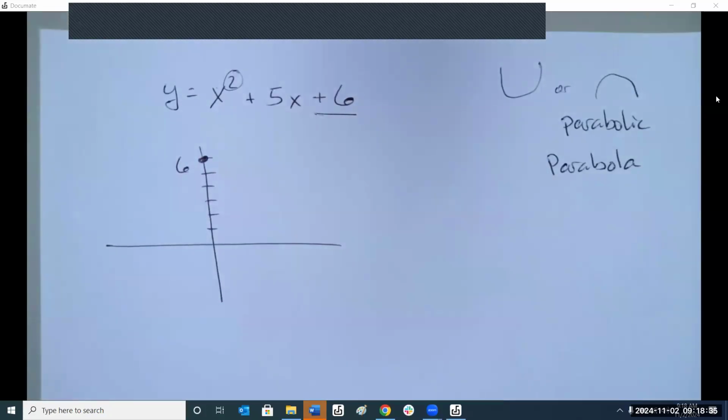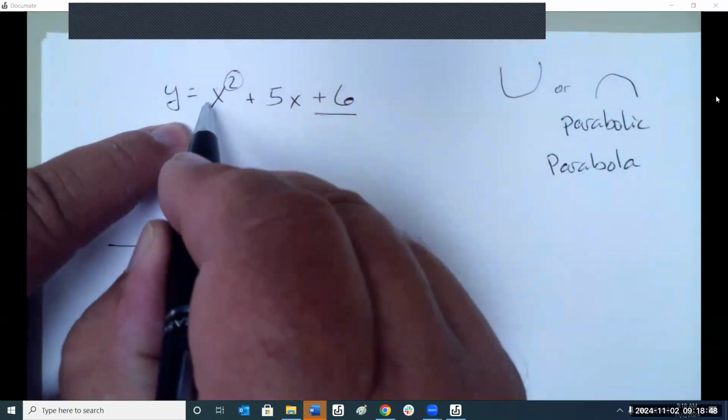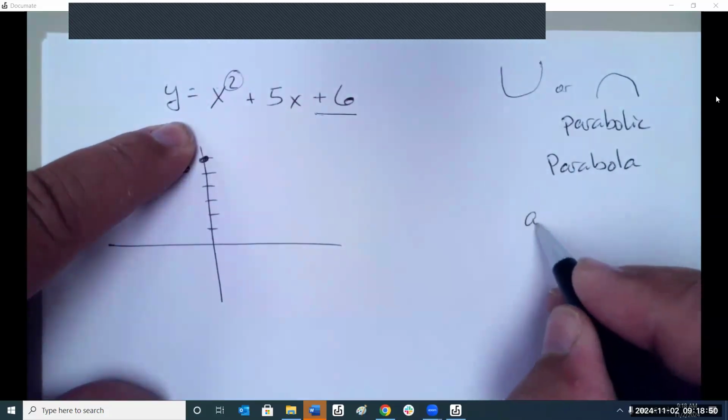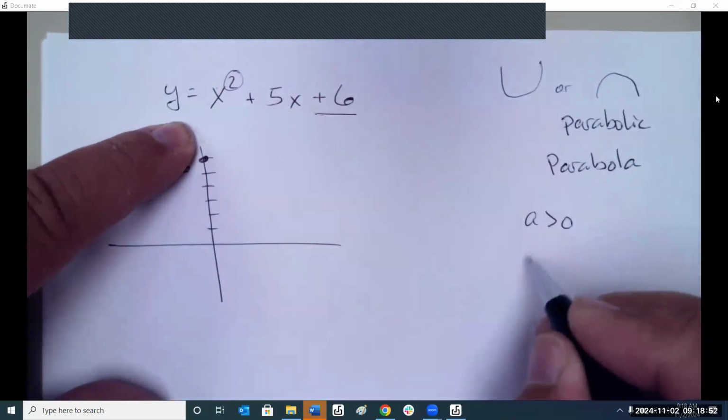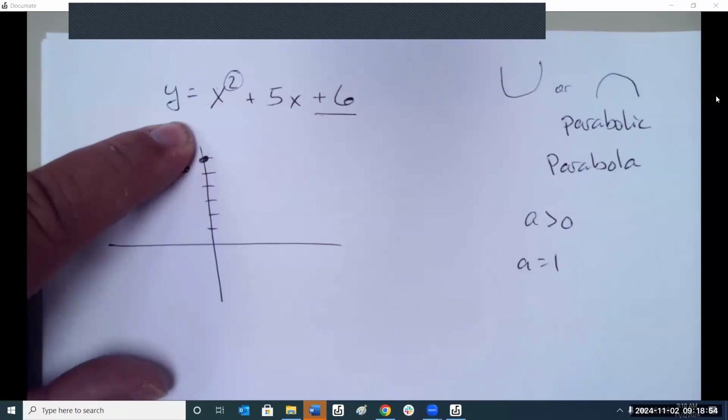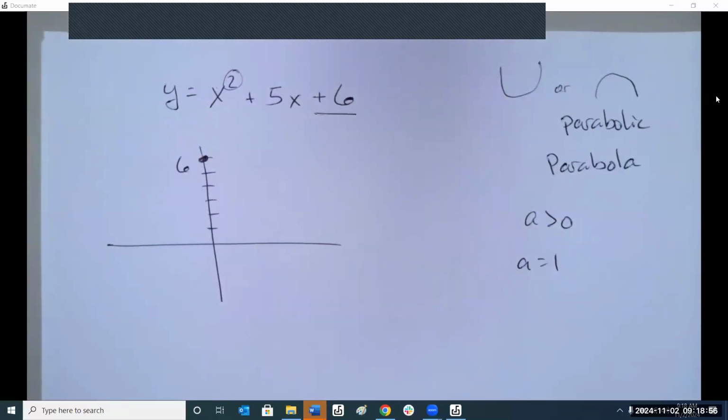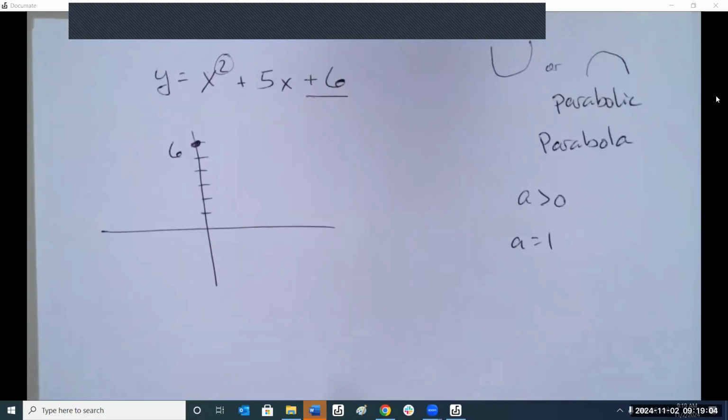Is it opening up or is it opening down? Why? Not negative? Very good, because the leading coefficient is positive. Because A is positive, in this case, A is 1, that means it opens up. And we know that from that chart we had. So there's no root, no, we haven't got that far yet. Now we got to figure out the solutions.